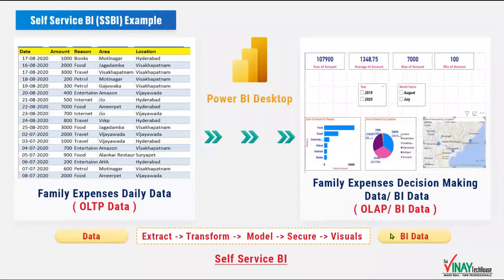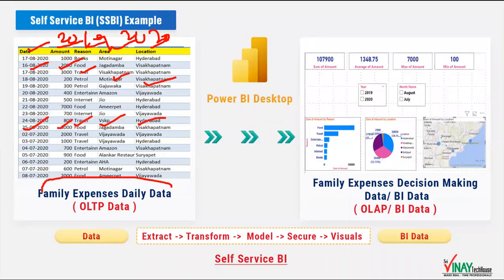Please see this. This is my daily expenses data. In 2019 and 2020, my daily spending is this. Even you can maintain your hostel information or any other information, daily spending. So this is the date, amount, reason like books, travel or food, area, and location. This is one family's expenses data.